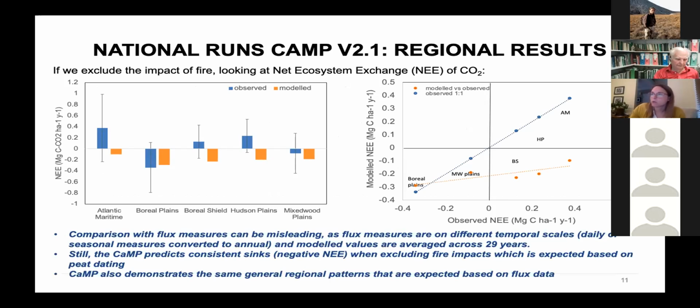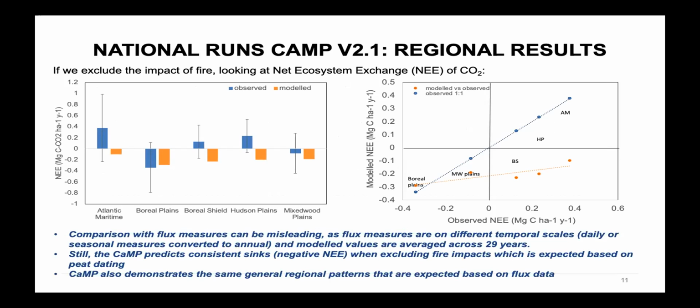I wanted to give you another quick sneak peek at the regional differences here. The graph on the left is a comparison of net ecosystem exchange. So these are comparisons of flux rates, and this does not include fire. This is really just the net ecosystem exchange of CO2 within the systems. We're looking at modeled versus observed. Anything positive here would be a source. Anything negative here is a sink.